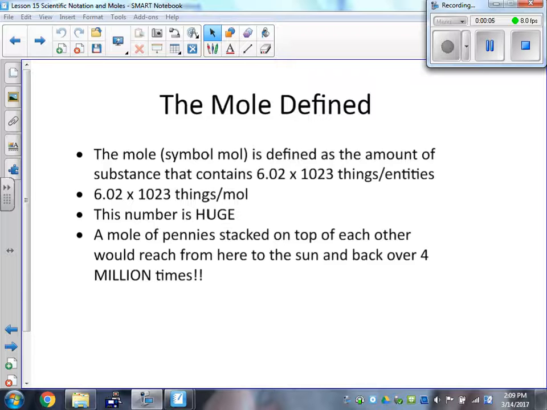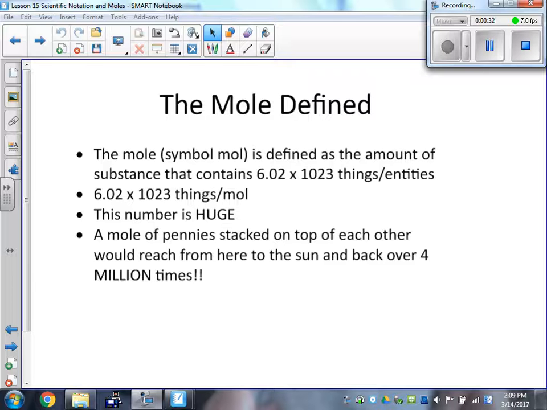Yesterday we started talking about a mole, of course, and we know that a mole is a really big number, 6.02 times 10 to the 23 of anything. You can have anything. This example here says if you took 6.02 times 10 to the 23 pennies and stacked them, it'd reach from here to the sun and back over 4 million times. So, quite a large number, of course.